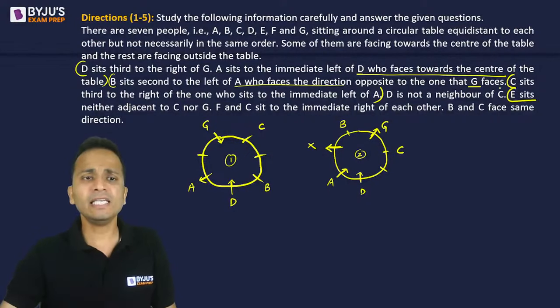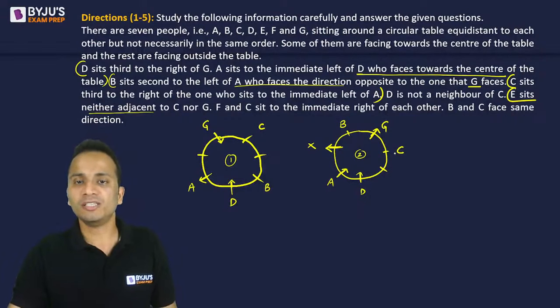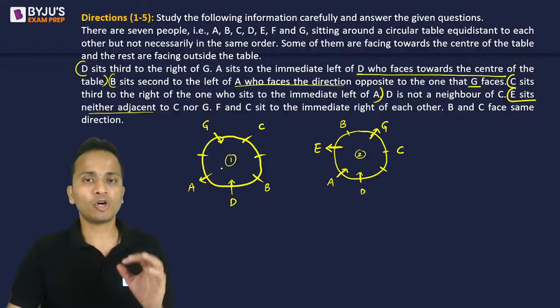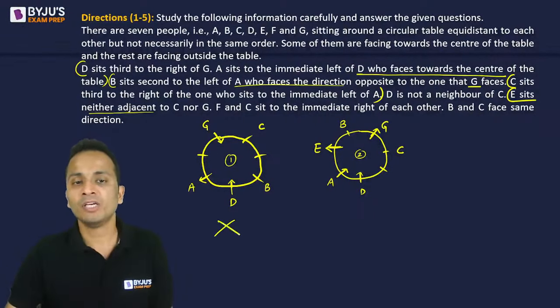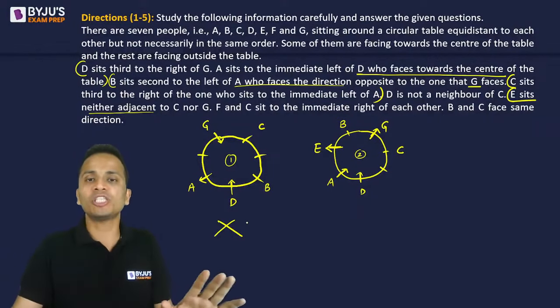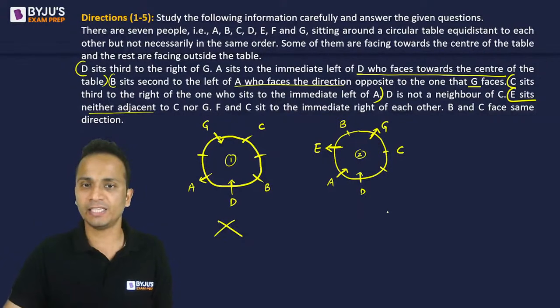आगे चलते हैं. E sits neither adjacent to C nor G. So C और G के पास नहीं बैठेगा E. So E कहां पे बैठेगा? क्रॉस जहां पे मैंने लगाया था. Okay. So E will sit here and in the first case there is no position for E because E जो है वो C और G के पास नहीं बैठ सकता. So in the first case there is no position left for E. So first case eliminate हो गया. I'll go ahead with the second case.